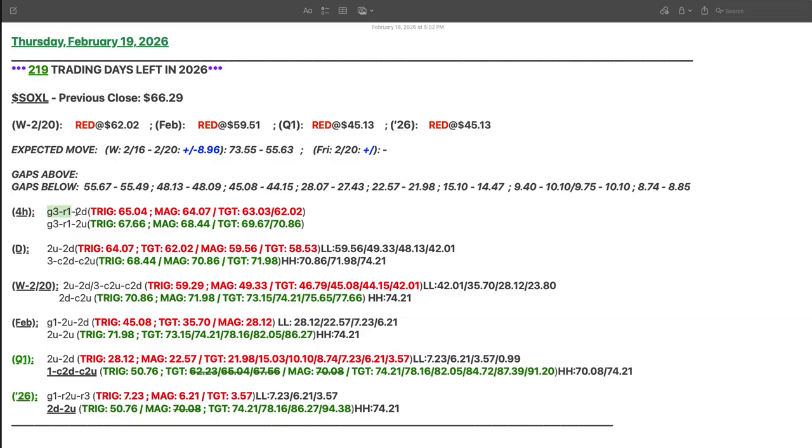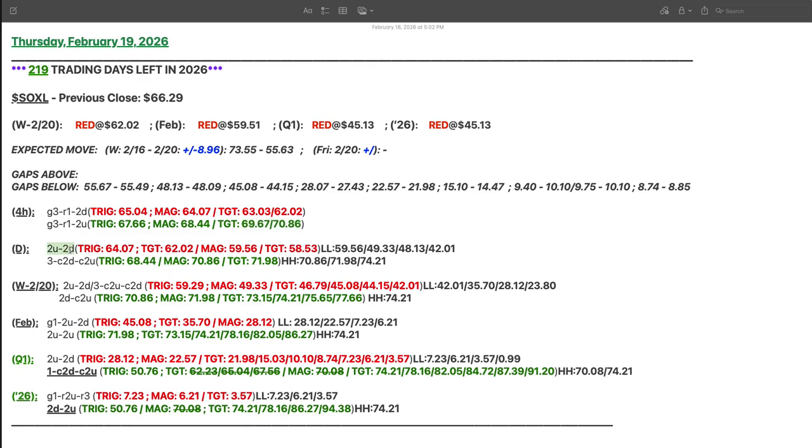Talked about on the 4-hour chart, there's the opportunity for a 3-1-2 down, triggering at 65.04. Magnitude is 64.07, so not a whole lot of magnitude there, but we do have some extended targets listed for you if we do get momentum to the downside. If we continue to push to the upside with this 3-1-2 up, that triggers at 67.66. Magnitude of that move is 68.44, and if we get there and push with some more momentum, we've got these extended targets out here for you as well.